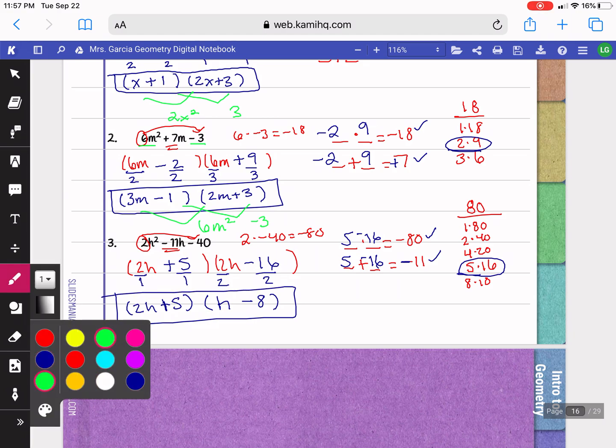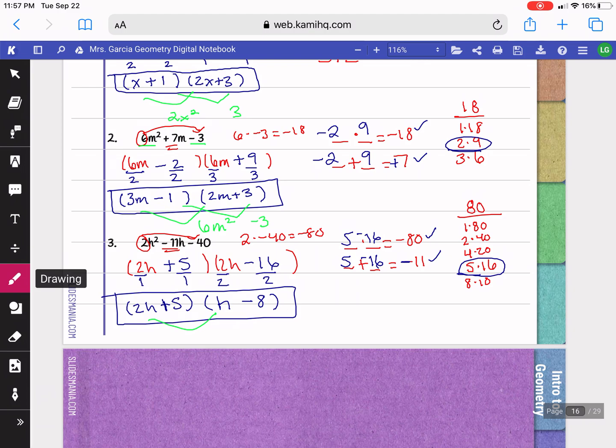Now we do our quick check. 2H times H would give me 2H squared. And 5 times negative 8 would give me negative 40, which matches the first and the last term of our expression.